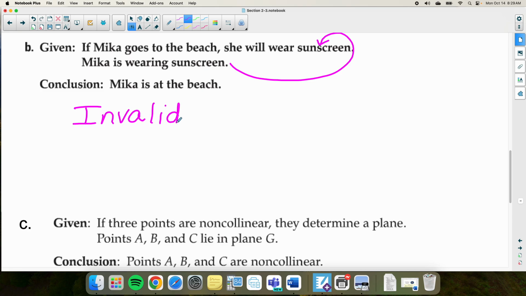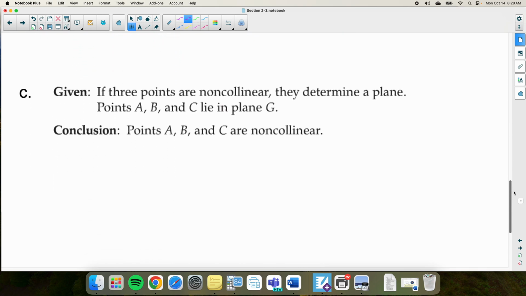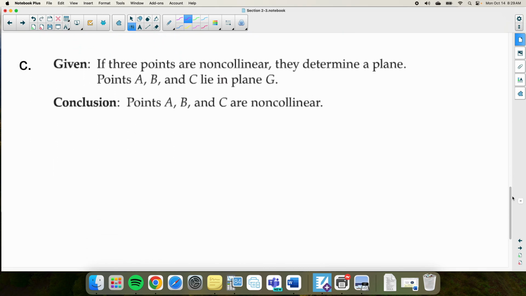The second thing has to talk about the first part of the sentence, okay? This says if 3 points are non-collinear, they determine a plane. And this right here, this second statement, is it talking about points being non-collinear, or is the last statement talking about that? The last, right? This is talking about 3 points determining a plane. So is that valid? No. Do you guys get that?